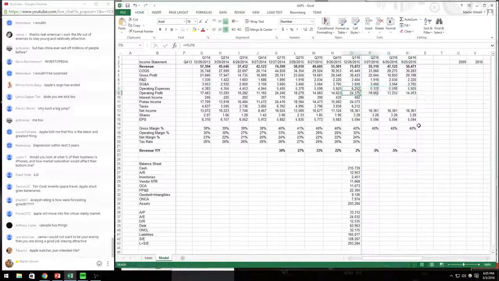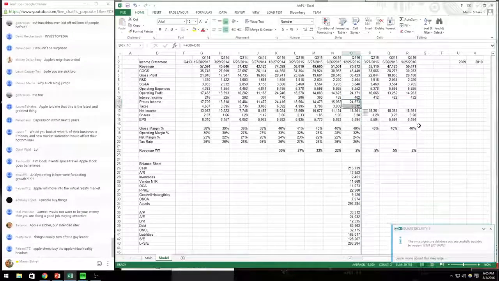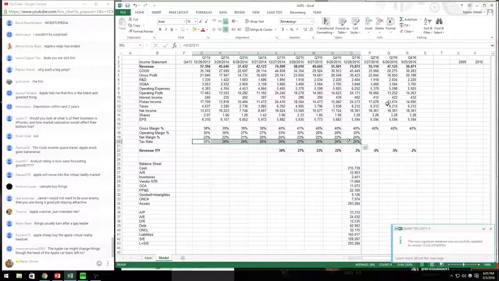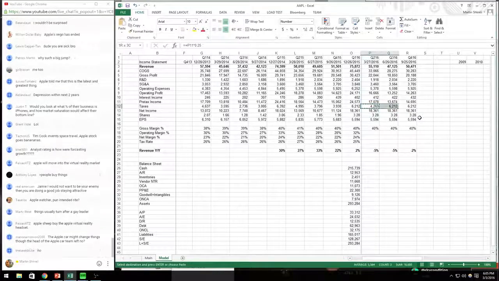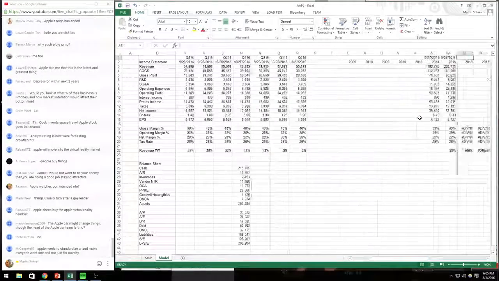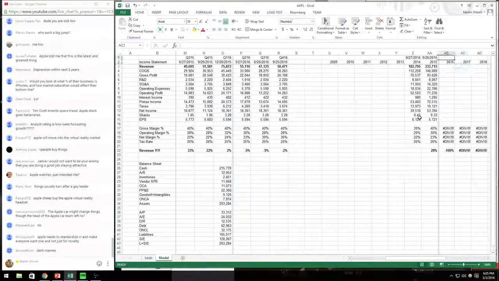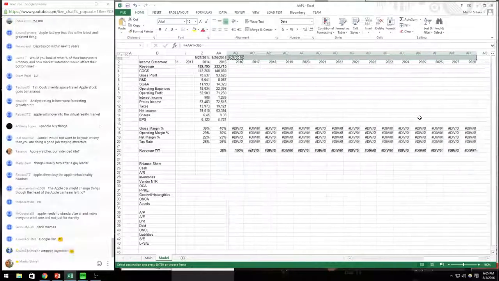The rest are all just formulas. Interest expense, interest income. Well, they keep making more and more money on their interest because they keep hoarding all their cash. How about taxes? Well, let's see. Their tax rate has been pretty consistent at 25, 26%. So I'll just do 25%. And now you've got a full forecast for the rest of the year. Now, it's not the most advanced forecast, I admit, but it's a forecast. It means something.